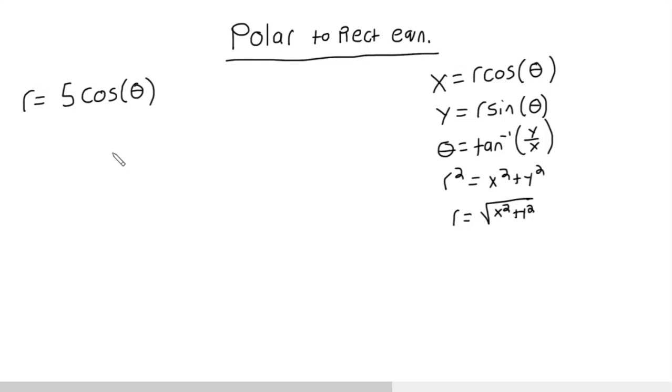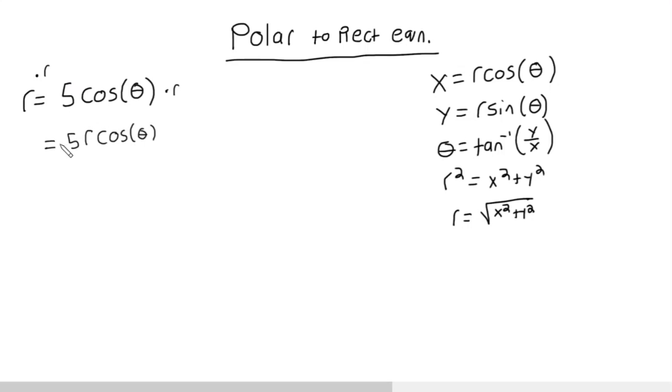So I see a cosine theta in here. When I do that, I really want to get this guy right here, because then I can get my first x. So to do that, I'm going to multiply both sides of this by r. I'm going to multiply the right-hand side by r and the left-hand side by r. Because if I multiply the right-hand side by r, then I get 5r cosine theta. And now you see that I have an r cosine theta in there, which is going to turn into an x.